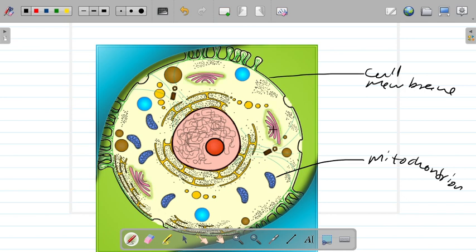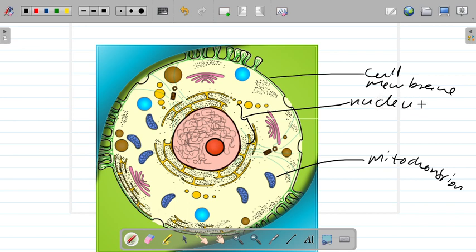If this was a plant cell, we would have something called the chloroplast. Chloroplasts are the solar panels of the cell. The light is converted into energy for the plant cell. What energy is that? Glucose, chemical energy. And then, inside, we have what we call the nucleus.